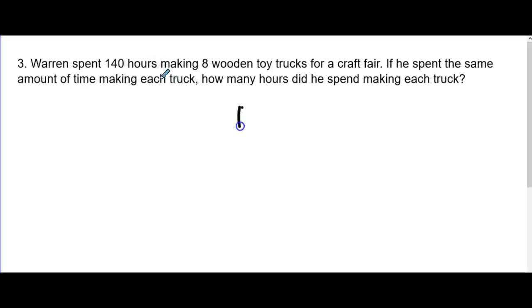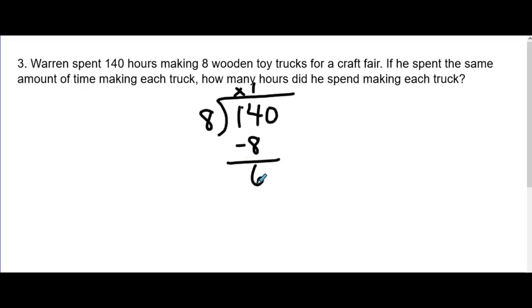Okay, so we are dividing 140 hours by 8 trucks. So 1 divided by 8, can't do that. 14 divided by 8 is 1. 1 times 8 is 8. Subtract, we get 6. 6 is less than 8, so continue on. Bring down the 0. 60 divided by 8 is, the closest I can get is 7. 7 times 8 is 56, and when I subtract, I end up with a remainder of 4.